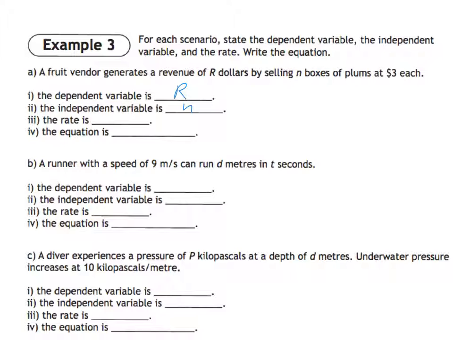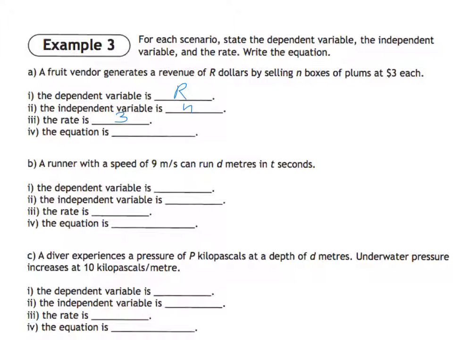And I always think of making that sentence, this depends on this. I should be able to say that the dependent variable depends on the independent. So revenue depends on how much he sells. How much money he makes depends on how much he sells. Doesn't work the other way around. Now there will be some maybe that aren't quite as straightforward as that, but that's how I determine what's dependent and what's independent. And then it asks you for the rate. Well, it says $3 each, so the rate is 3.